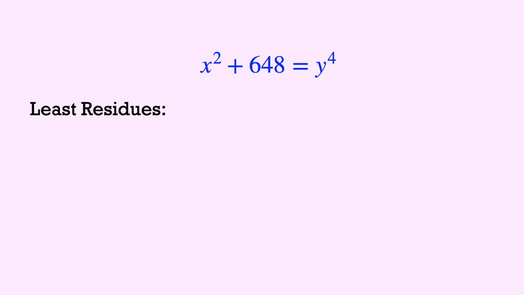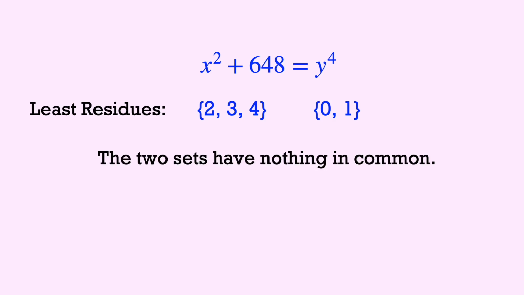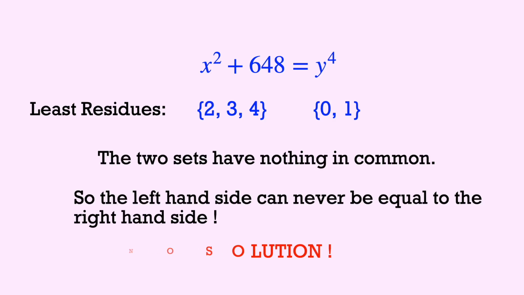Let's now compare the left side with the right side. On the left side, our only possible least residues are 2, 3, and 4. And on the right side, the only possibilities are 0 and 1. But these two sets have nothing in common. So the left-hand side can never be equal to the right-hand side. So this equation has no solution. It really is an impossible equation.